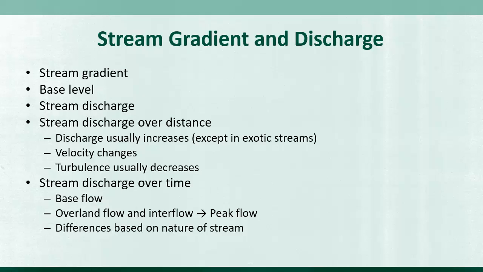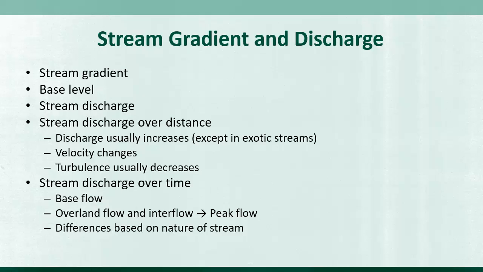Stream velocity also changes as well. Generally, streams are much faster when they're up in the steeper area of the watershed, and then as they get down in the lowlands, they begin to be slower, though there is more volume, which often means that they can do more erosion. The turbulence of a stream generally decreases as well as a stream becomes more graded.